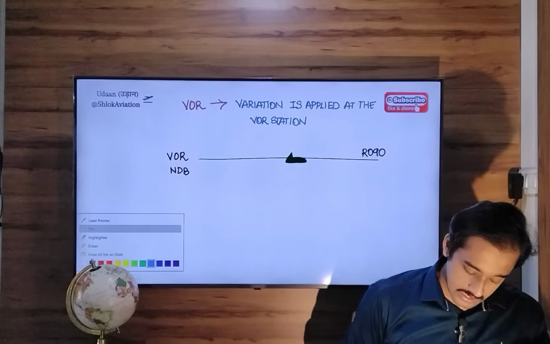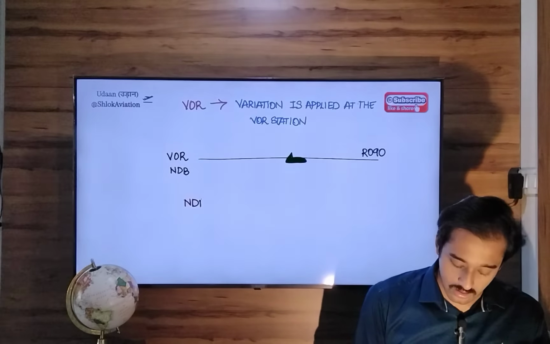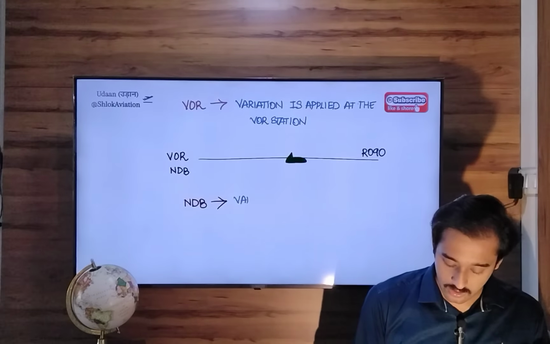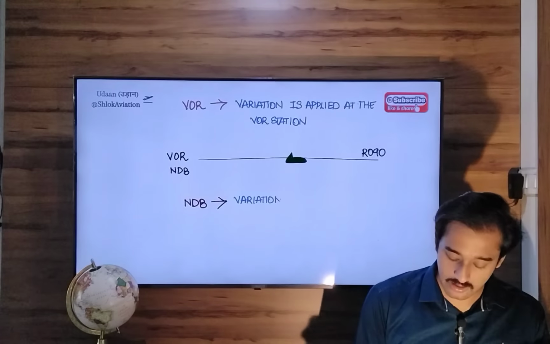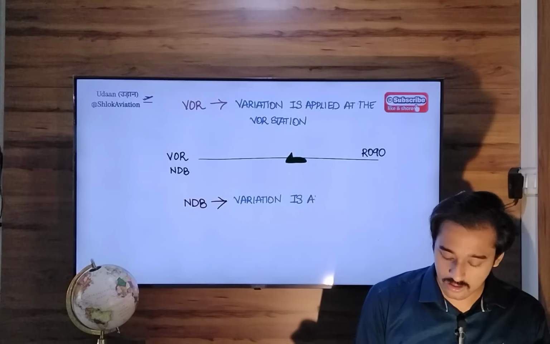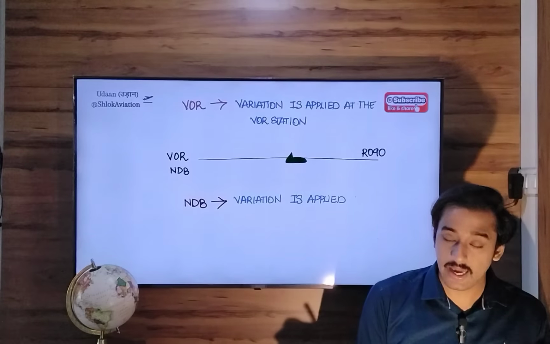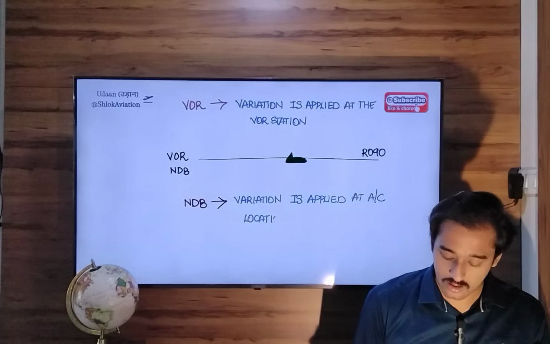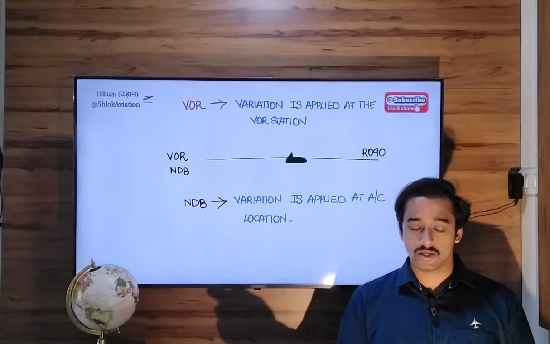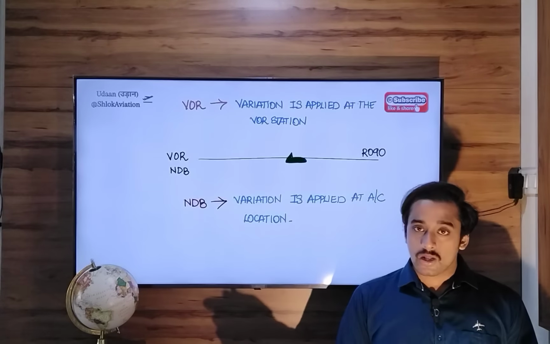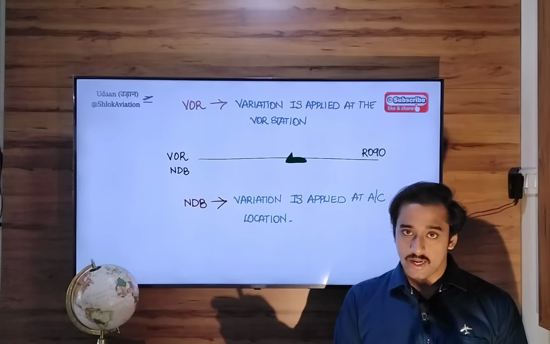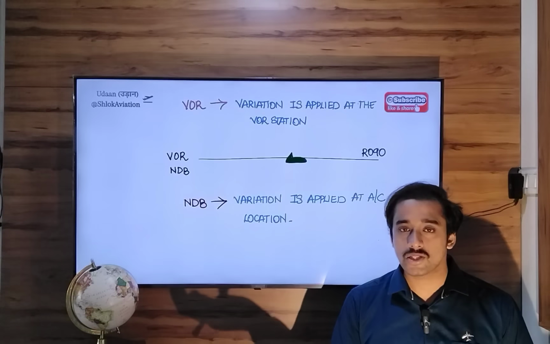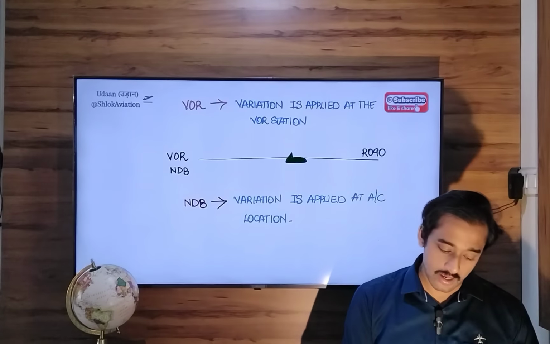In case of NDB station, variation is applied at the aircraft location. So you have to remember this, okay? Next very important thing is that where the VOR is situated on the ground, variation is going to remain fixed, because VOR is not moving, the ground is not moving. So variation is going to remain fixed.